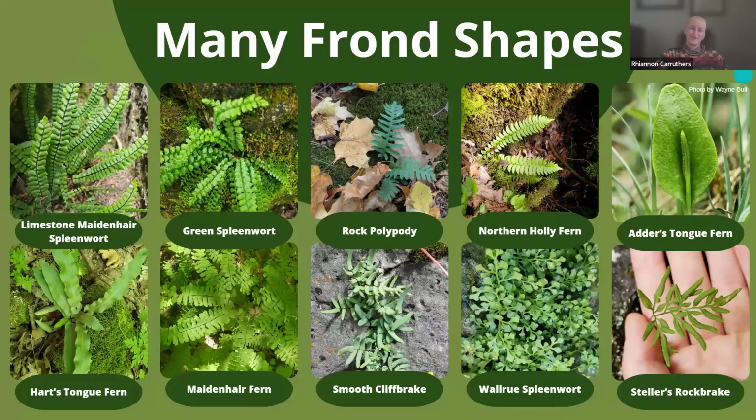There are many, many frond shapes. These are just a sample of some of the different shapes that you can see when it comes to ferns. This adder's tongue fern, I would say, is the least fern-like fern. I have not seen it myself. It's on my list to see, but it's one of those ones where you could be looking at it and not even know you were looking at a fern. One of the things that I love about the checklist is it has silhouettes of all of these, which really helps you to figure out what it is that you're looking at.